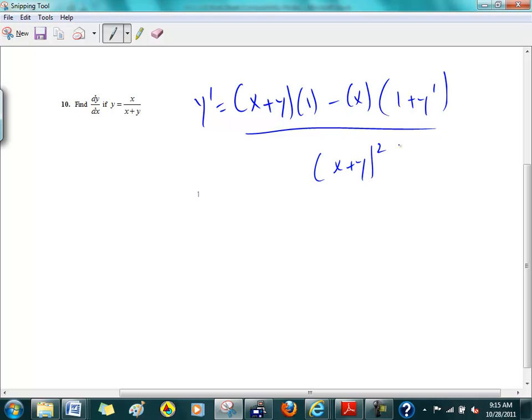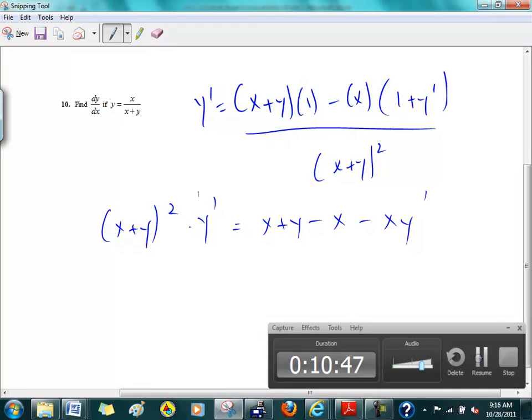Now remember, what you want to do is you want to isolate y prime, right? That's your goal. Cross multiply. So you get x plus y, quantity squared, y prime equals x plus y minus xy prime. Okay, I'll pause here for a minute. Everybody caught up on this?